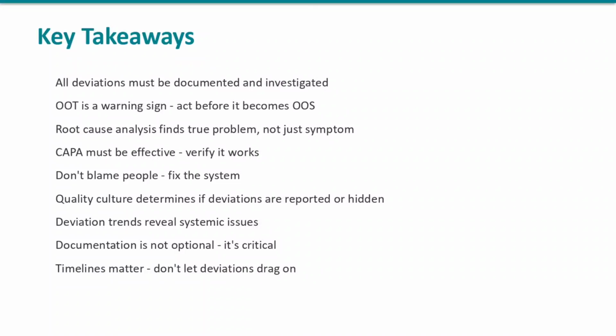Quality culture determines whether deviations are reported or hidden. Deviation trends reveal systemic issues. Documentation is not optional, it's critical. Timelines matter, don't let deviations drag on.